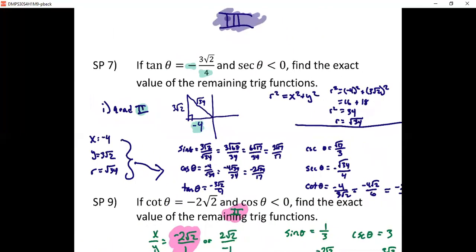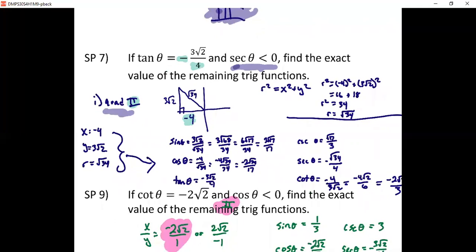For problem number 7, this time I'm only giving one of the ratios. I'm giving one of the ratios, but I'm also saying secant is negative. So first thing again, what quadrant do both of those occur at? Tangent is negative in 2 and 4, and secant is negative in 2 and 3. So together they're both negative in quadrant 2. So this tangent ratio, tangent is y over x. Because we're in quadrant 2, as you see in the green highlight, it's the x value that's negative, not the y value. So it's the x value that's negative, the y value is positive.